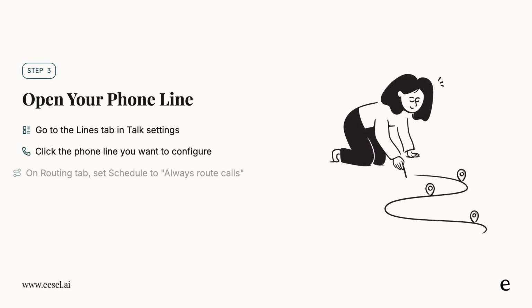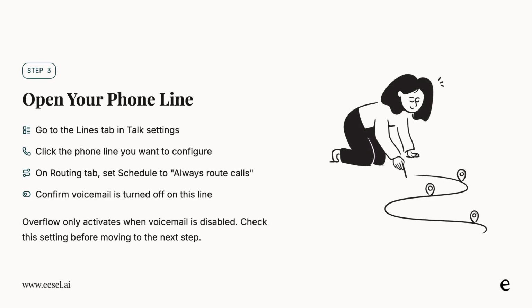Next, go to the Lines tab and select the phone line you want to configure. On the Routing tab, set the schedule to always route calls, then confirm voicemail is turned off on this line. Overflow only activates when voicemail is disabled, so this step is a hard prerequisite.